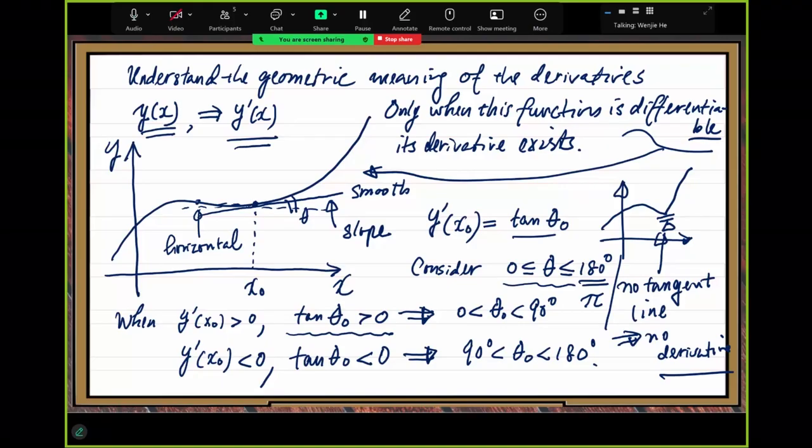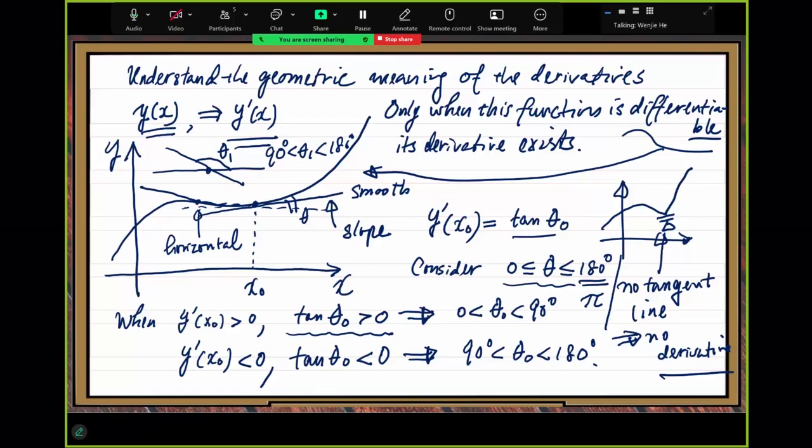Look at this point. If you draw a tangent line, it's like that. If I enlarge it, here is the tangent line and the horizontal line, and this is theta. Let me use theta 1 instead. This theta 1 is between 90 degrees and 180 degrees. So that's the geometric meaning.